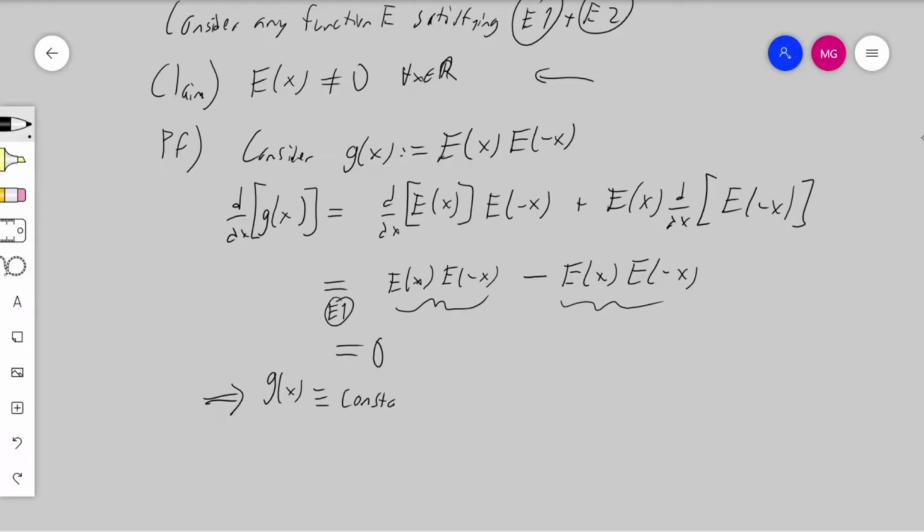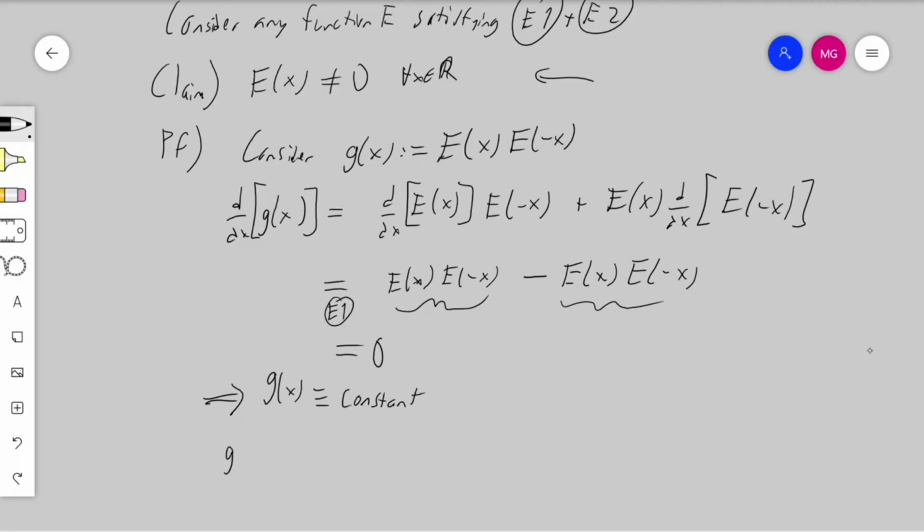So that implies that this function g of x is constant. We use this triple equal sign just to note that it's constantly equal to the same number, independent of the input x. So it's just a constant value. We don't know what that value is, but it's just some fixed number that g is constantly equal to. But in fact, we can figure out what that number is.